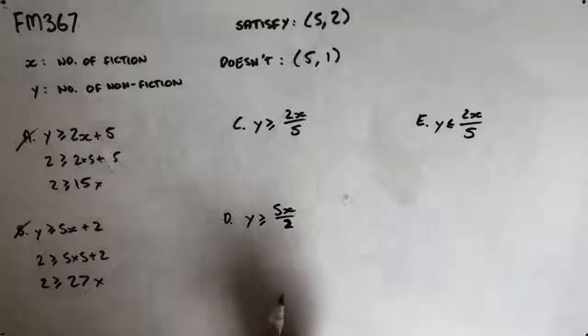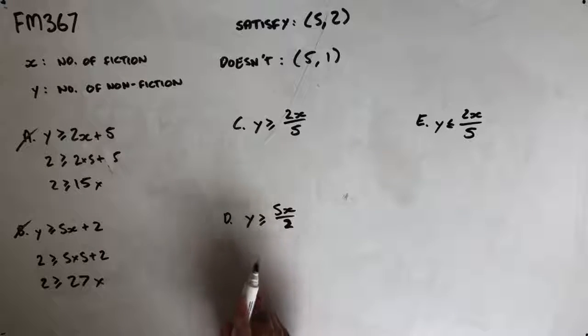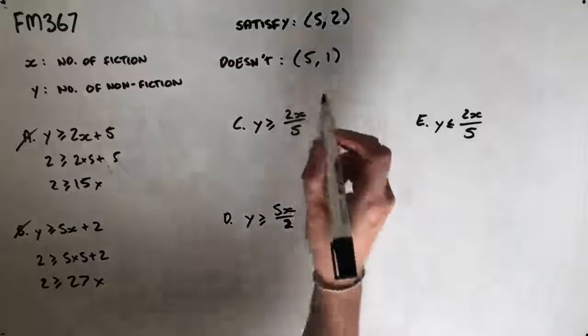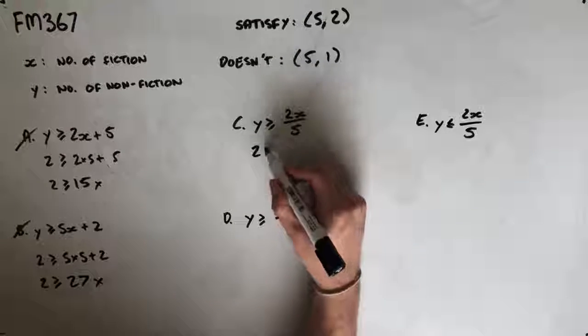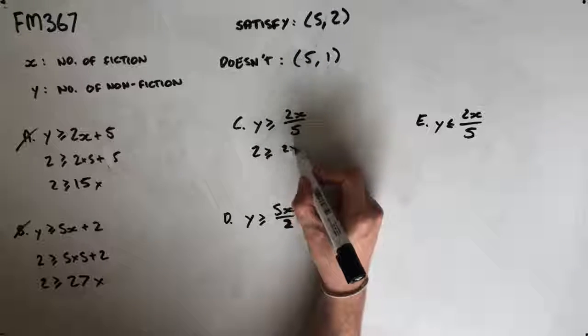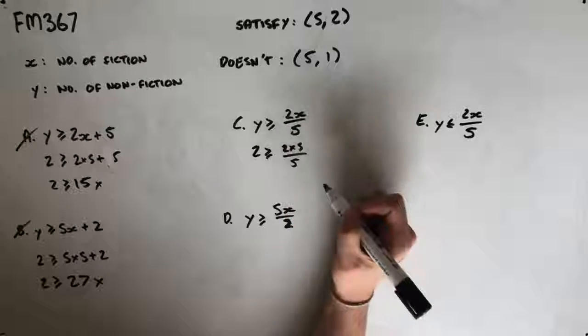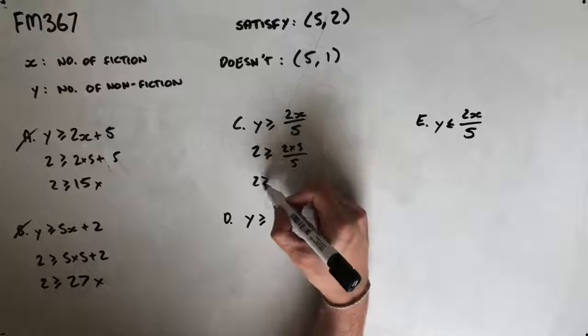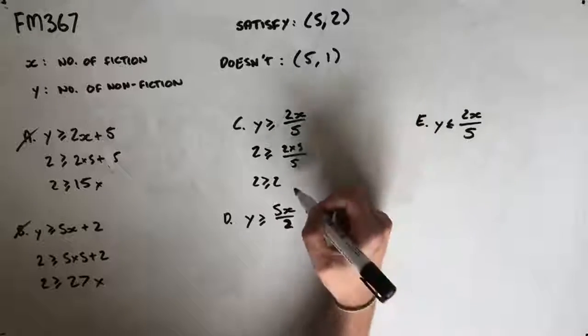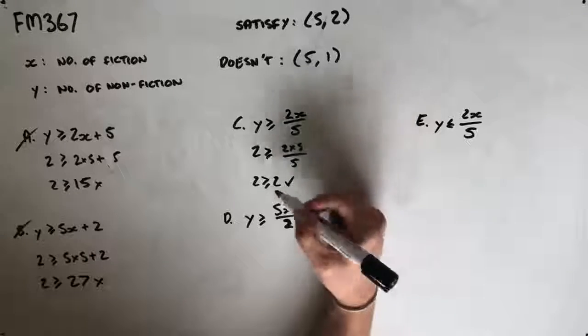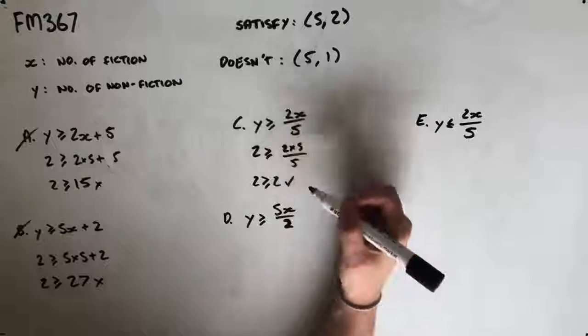Option C, we have Y is greater than or equal to 2x over 5. So going through this process again, 2 is greater than or equal to 2 times 5 over 5, which is going to give us an answer of 2 is greater than or equal to 2. That satisfies our inequality because they are equal to one another.